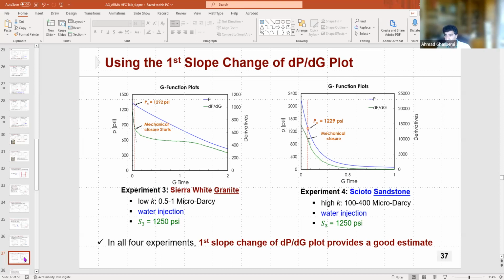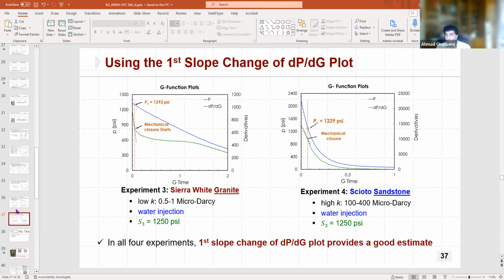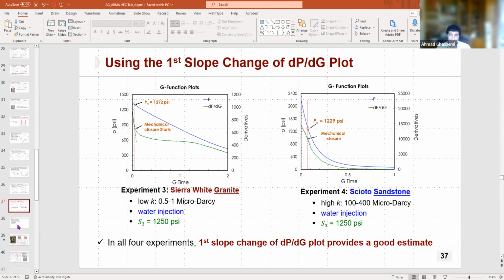And of course, recall that if you try to apply the conventional compliance technique, we would not be able to find that minimum. So this provides a workaround for the high permeability cases. If you recall, for the Scioto sandstone, the leak-off essentially dominates the closure pressure. So we can't see a compliance change signature, and this technique can circumvent that issue.